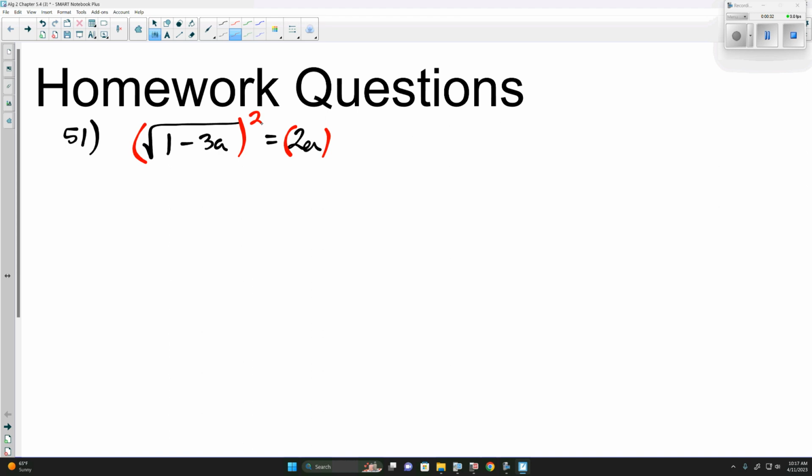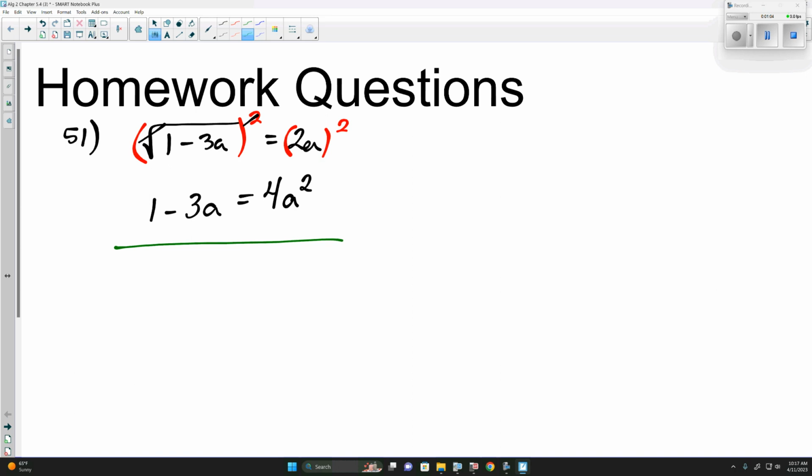Now, the first thing we want to do with 51 is get the radical by itself. Well, it's already by itself, so we don't have to do anything there. Now, we square both sides. So on the left-hand side, the square root and square will simplify out. On the other side, we have 2a squared. Well, 2 squared is 4, and a squared is, well, a squared.